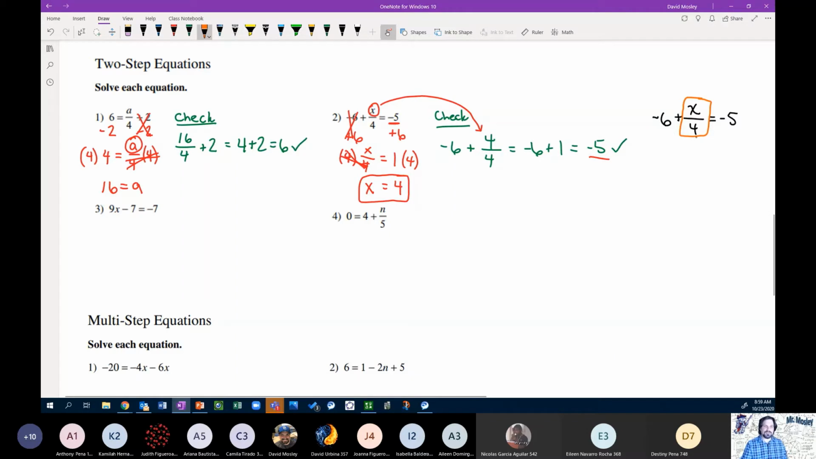So since I need the x over 4 by itself, my first step is going to be to add 6 to the left-hand side, because -6 plus 6 is 0. But since I added 6 to the left-hand side, I also have to add 6 to the right-hand side, because an equal sign is essentially a balance point. If I add weight to one side of my scale, I have to add weight to the other side of the scale, otherwise it tips.